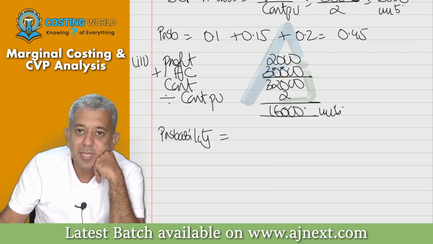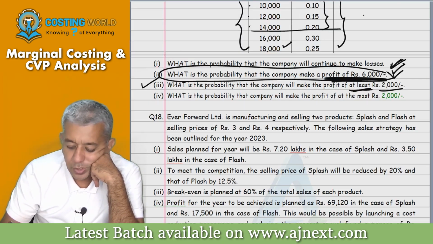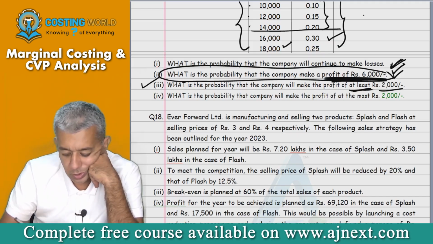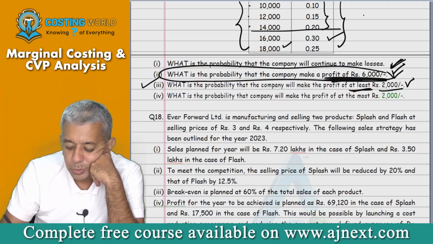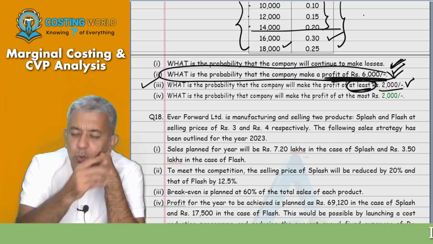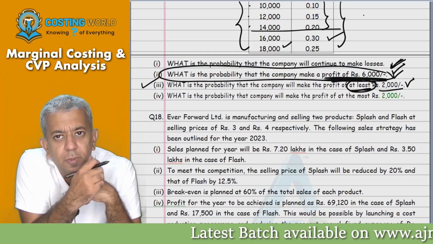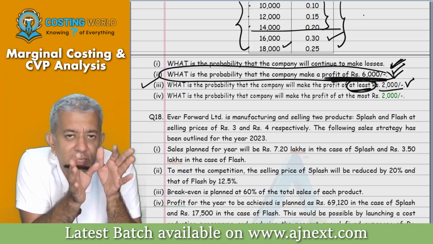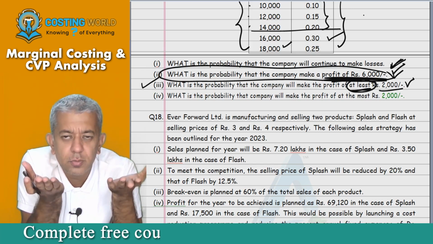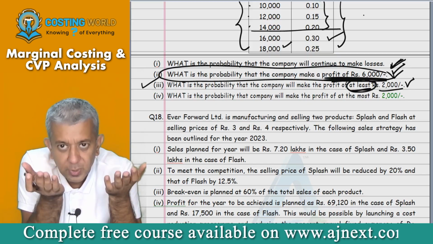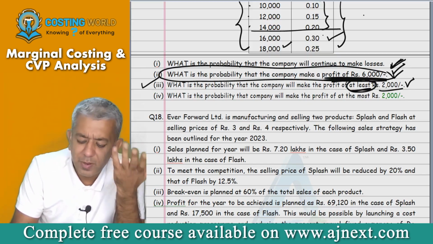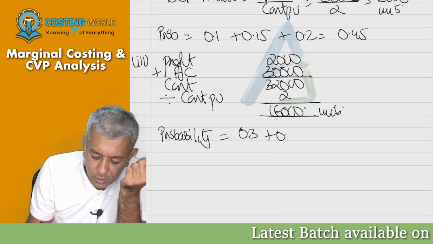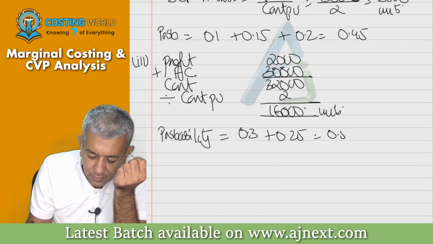But that word is there, no? At least. So can we say if you sell exactly 16,000 units, you will get exact profit of 2. But I want at least profit of 2. Can you say at least means 2 or more, no? Yes. So therefore, can we say you have to sell either 16 or 18? So above 16. So therefore, your answer will be 0.55, no? 0.3 plus 0.25.